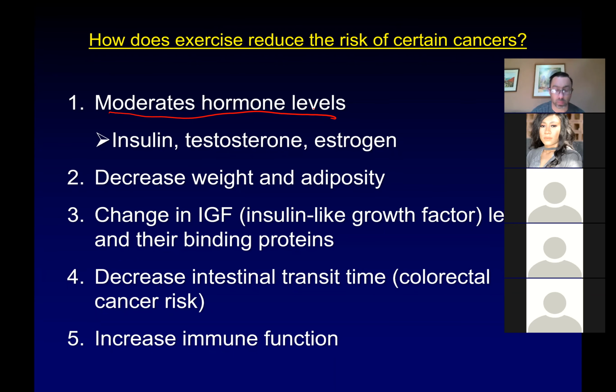Probably the biggest thing that it can do is help with insulin. It can decrease weight and adiposity. We know that excess body fat plays a big role, especially in premenopausal breast cancer. The interaction between estrogen and adiposity can really be influenced by exercise. From a colorectal cancer standpoint, the thing that exercise does is it decreases intestinal transit time.